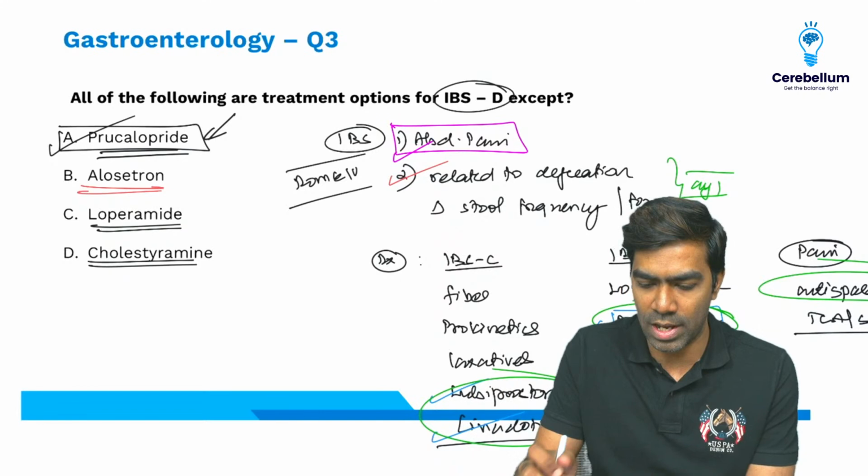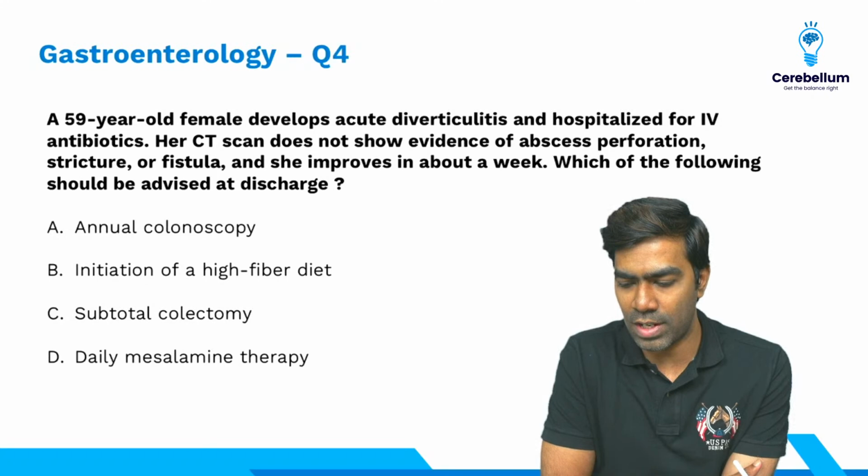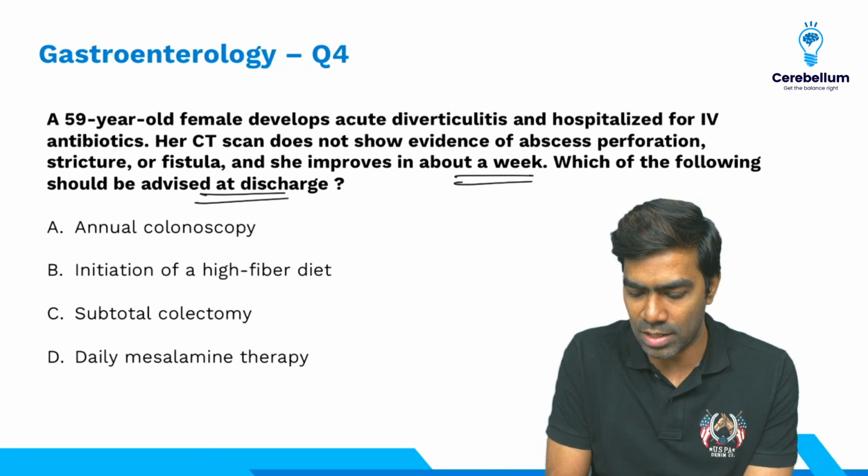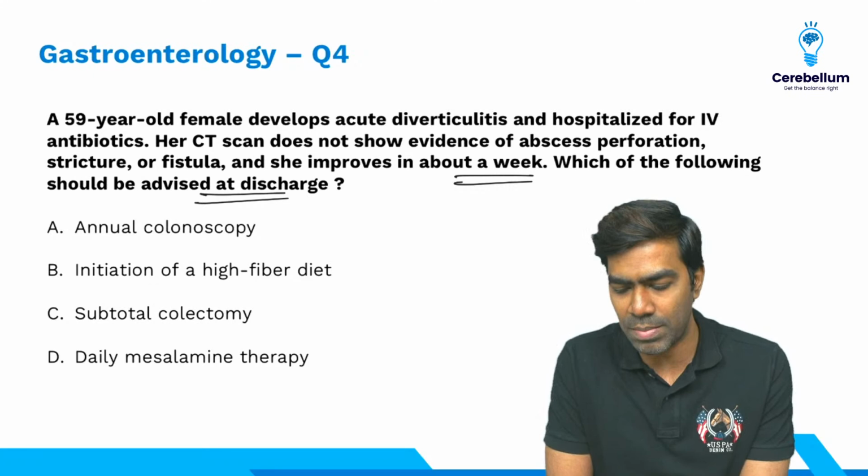So coming to question 4: a 59-year-old female develops acute diverticulitis and is hospitalized for IV antibiotics. A CT scan does not show evidence of abscess, perforation, stricture or fistula, and she improves in about a week. Which of the following should be advised at discharge? Annual colonoscopy, initiation of a high fiber diet, subtotal colectomy, or daily mesalamine therapy. So which of the following has to be advised at the time of discharge?